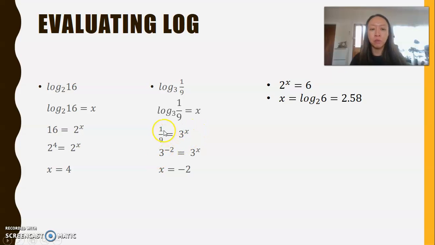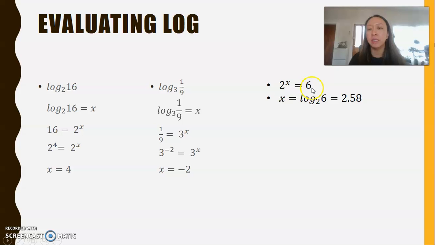And if we convert 1 over 9 to become 3 power negative 2, we will know that x will equal negative 2 because the base numbers are the same. So to answer the previous question about what's the value of x when 2 power x equals 6, we solve it the same way.